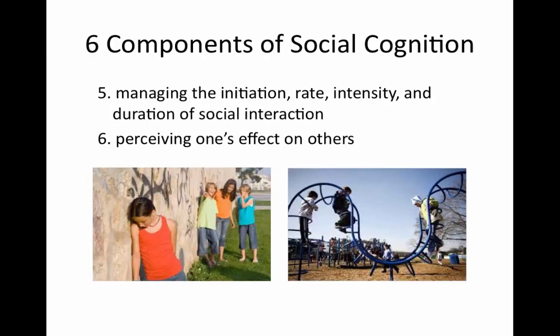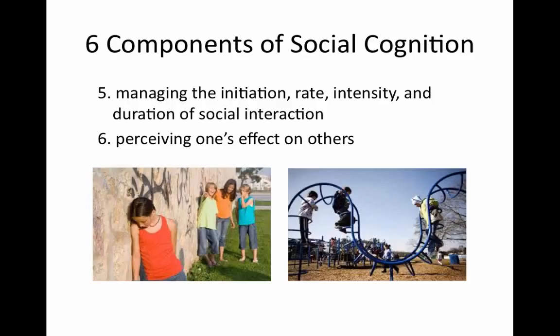On this slide, we have components 5 and 6. And these are the last two components of social cognition that I'll introduce you to here. And number 5 is managing the initiation, rate, intensity, and duration of social interaction. And the other is perceiving one's effects on others.